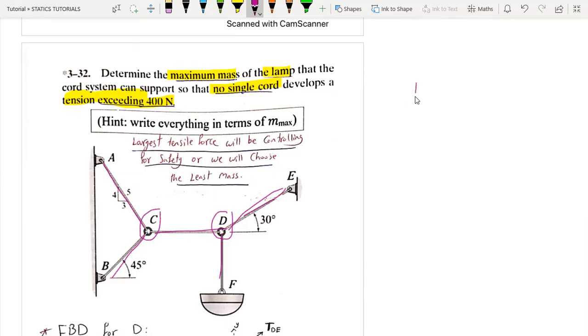So let's say TCD will be the largest tension force. So I will take this value, which will be in terms of M max. So I have a coefficient, let's say A, or let's say 6.2 multiplied by M max equals what? I will equate it to 400 newtons, which is the allowable, the given limit. So 400 newtons, and I will get the M max, the maximum mass of the lamp for safety.